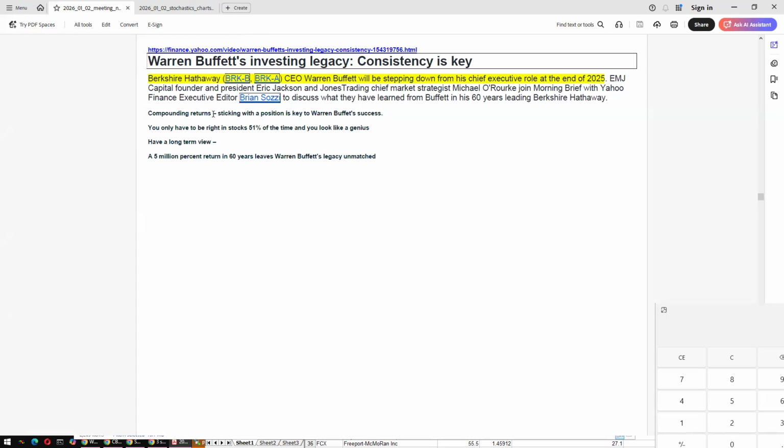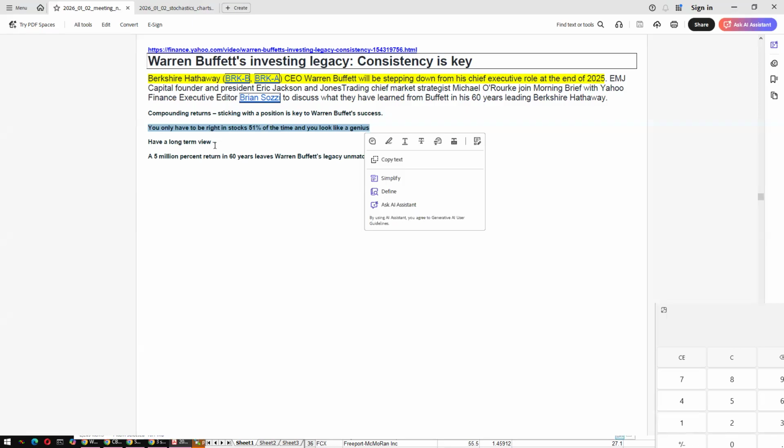But his secrets are compounding returns. Buying and holding stocks and sticking with the position is the key to Warren Buffett's success. He basically said you only have to be right in stocks 51% of the time and you look like a genius. The great thing about stocks is that it's the opposite of a casino, because the longer you spend in a casino, the better the chances of you losing all of your money. But in the stock market, it's the opposite. The longer you hold your stocks or the indexes, the better your chances of success are.